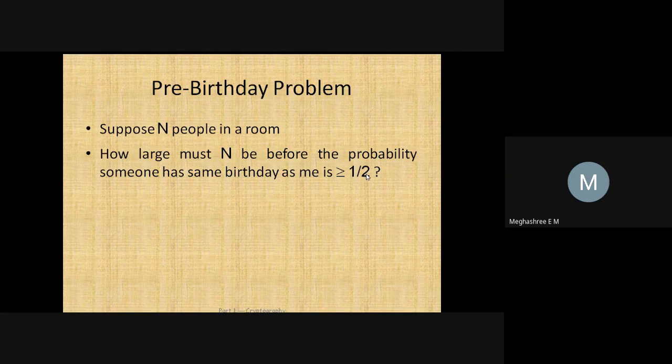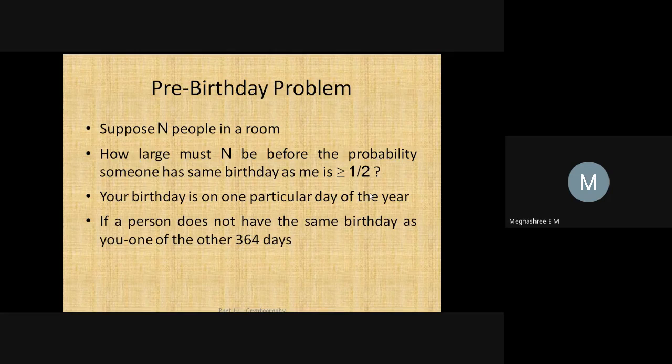Let's see how to solve this. Obviously, my birthday will be on one particular day of the year, isn't it? If a person doesn't have the same birthday as mine, then it falls on another day out of 365 days, right? I mean, sorry, out of 364 days, isn't it?